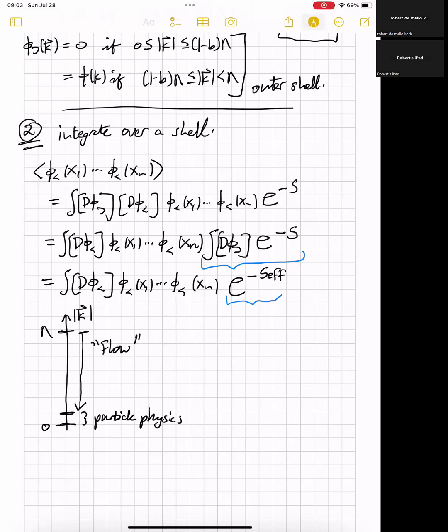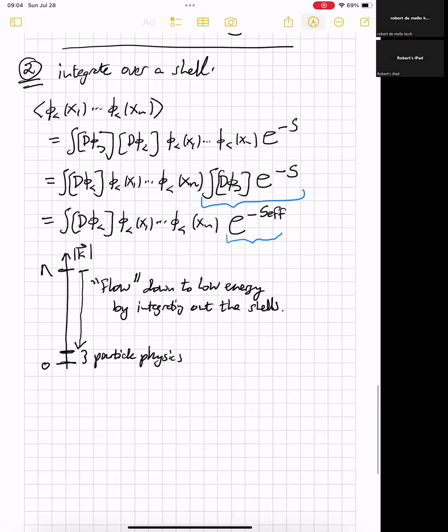We will flow down to low energy by integrating out these shells. As we integrate out the shells, we flow down to low energy. Great, so that's step number 2. We integrate over a shell. Then let's take a look at step number 3.